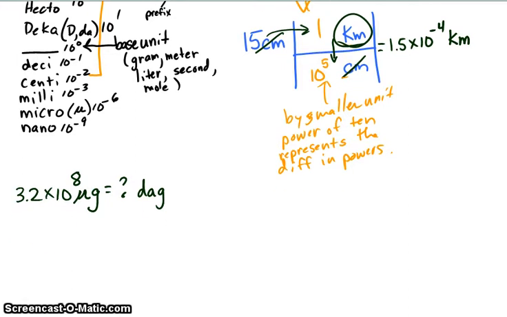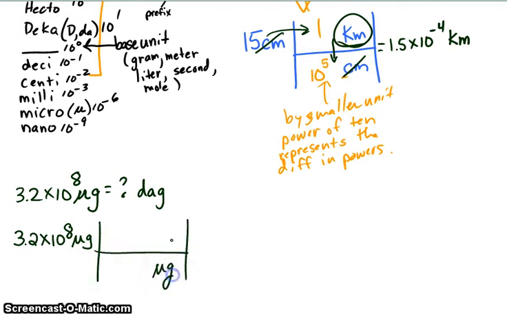Well, step 1. Did you say write down what's given? So 3.2 times 10 to the 8th microgram, bracket, microgram on bottom, decagram on top.